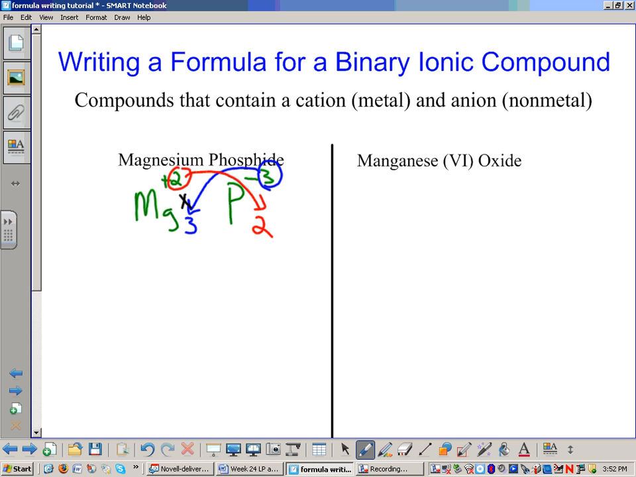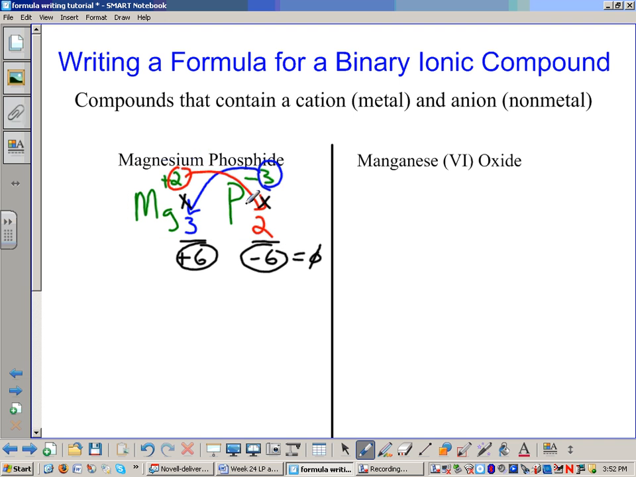Now, the way to check to make sure you did this right is to very quickly multiply your subscript times your charge. Over here, 3 times 2 gives you +6. Over here, 2 times 3 gives you -6. These two numbers are equal and opposite. +6 and -6, add those together, you get 0. If that's the case, you've written a correct balanced ionic equation. So ion symbol, cross and drop, double check.